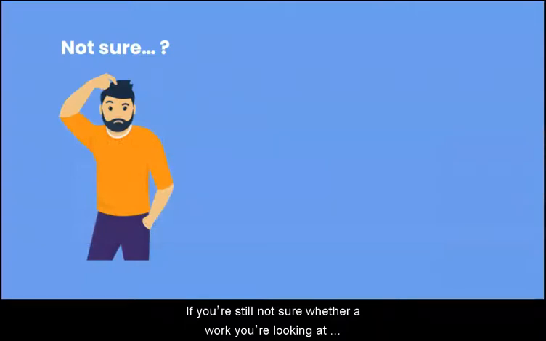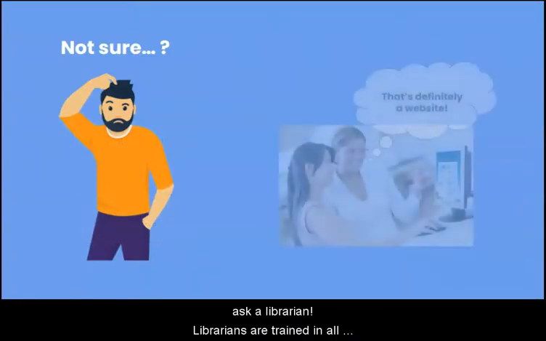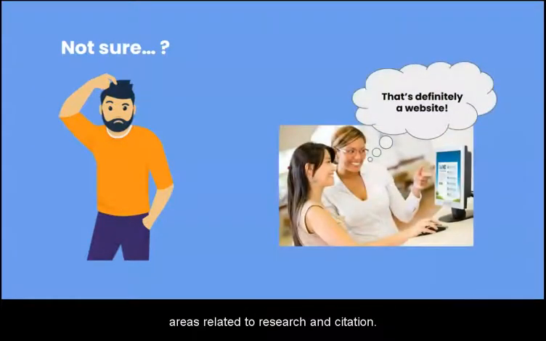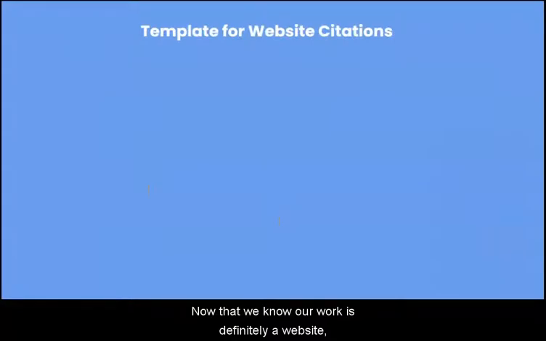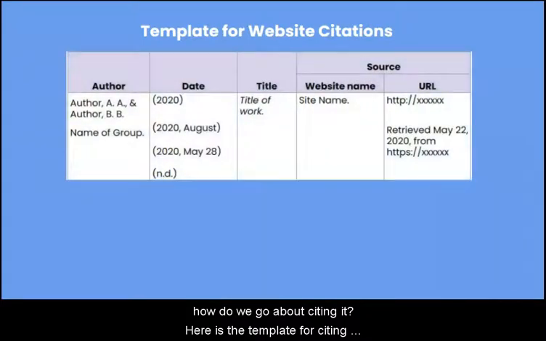If you're still not sure whether a work you're looking at online is a website or something else, ask a librarian. Librarians are trained in all areas related to research and citation. Now that we know our work is definitely a website, how do we go about citing it? Here is the template for citing a website in APA 7.